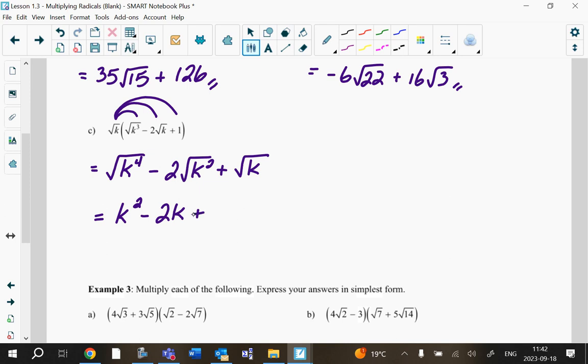Are any of these 3 like terms? Do they have the exact same variables and exponents? No. This has got a square, this has got a 1. Remember last year we learned that the square root of K is actually K to the 1/2. So you can't combine. So I'm going to stop there because I want you guys to get a little bit of practice with this.